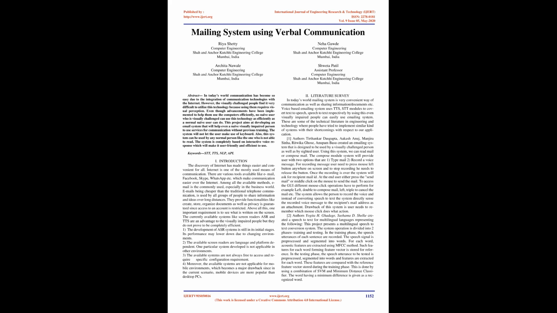These are some of the technical literature in engineering and technology where people have tried to implement similar kinds of systems, with their shortcomings with respect to our application. One group of authors, Tutul Hankar Das Gupta, Aakash Anujay, Manjari Sinha, Ritwika Ghose, and Anupam Basu, created an emailing system designed to be used by a visually challenged person as well as by a sighted user. Using this system, we can read mail or compose mail.